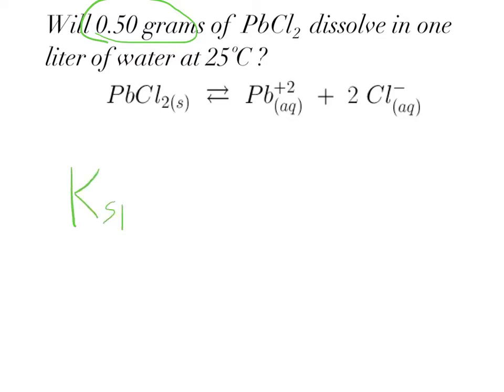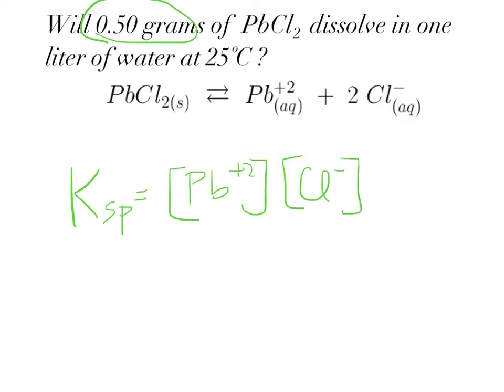KSP is equal to the concentration of Pb plus 2 times Cl minus squared. Since there's a 2 in front, that 2 gets used for the square. And since the PbCl2 is a solid, it gets ignored completely in the KSP expression.